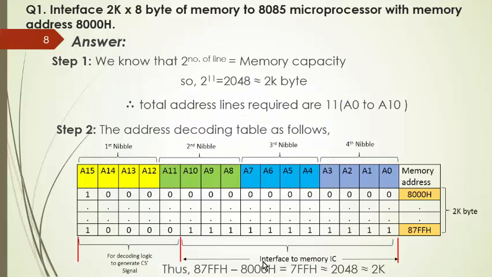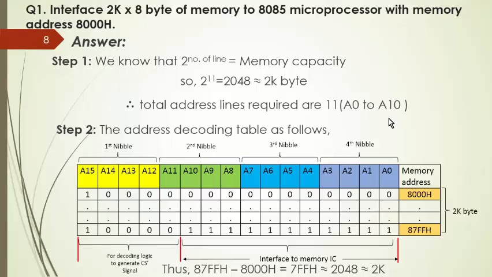Thus 87FF minus 8000, you will get 7FF. So this 7FF, if you convert in decimal, you will get 2048, approximately 2 kilobyte of memory capacity.